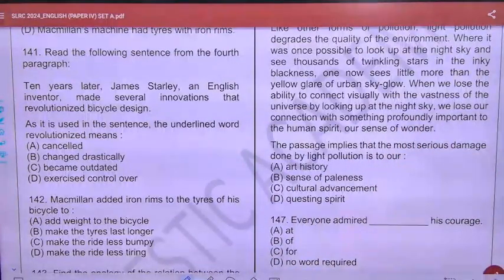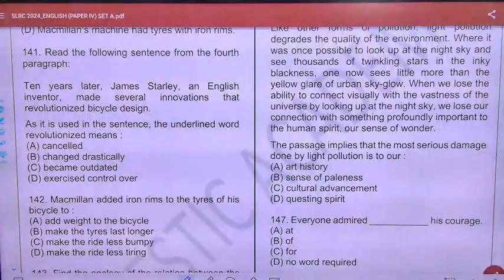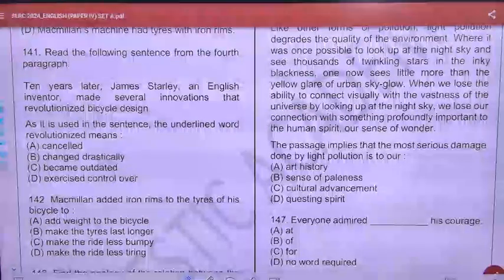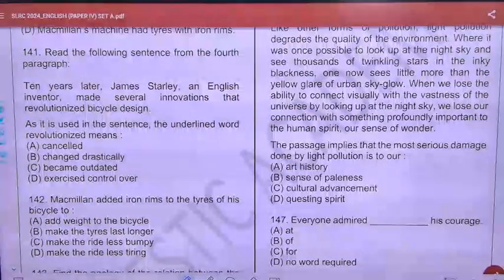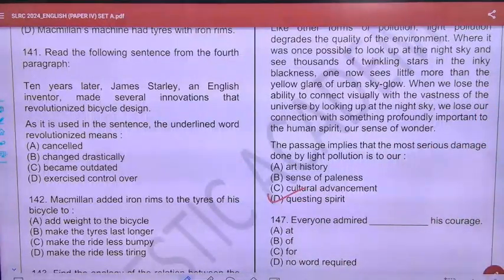Okay, so let's move to the questions, and the first question says, the passage implies that most serious damage done by light pollution is to our art history, sense of wellness, cultural advancement, and questing spirit. So option should be option number D. It is totally given in the passage itself.